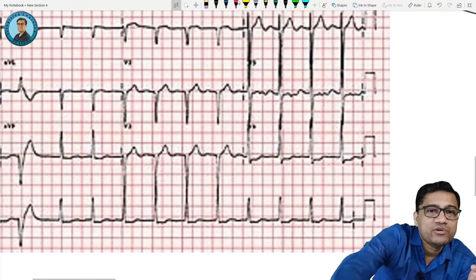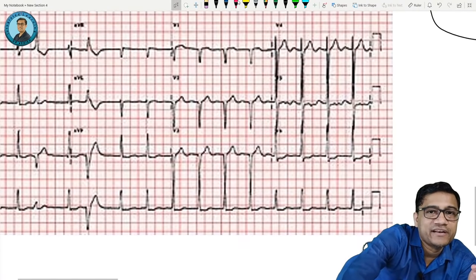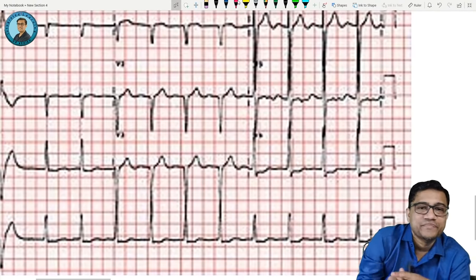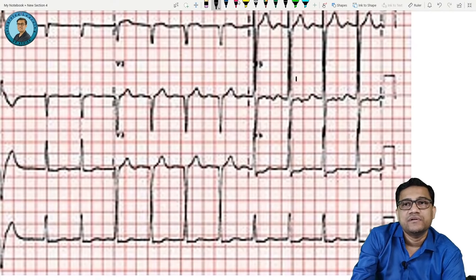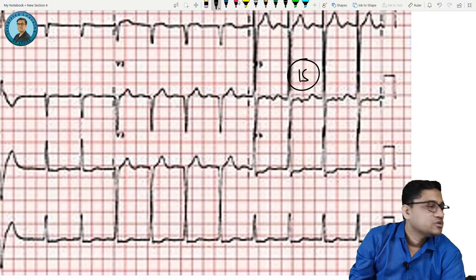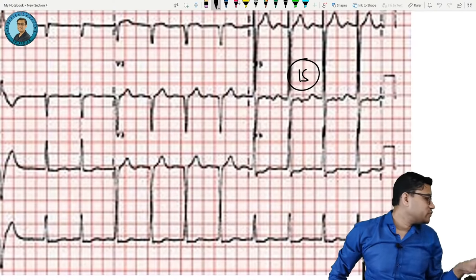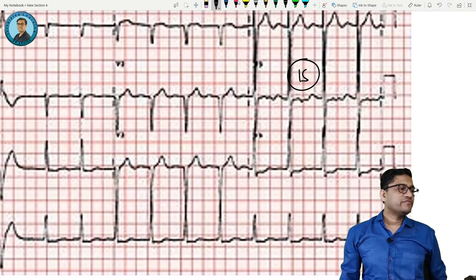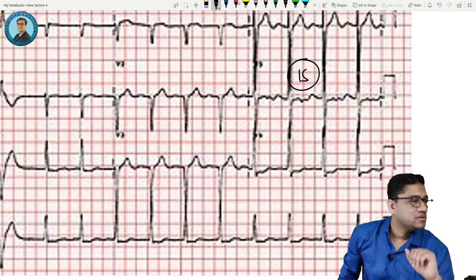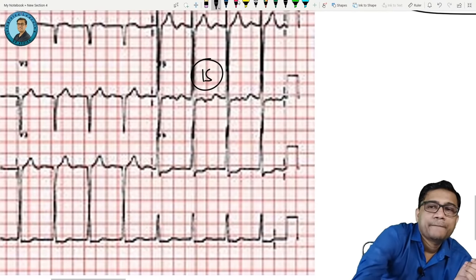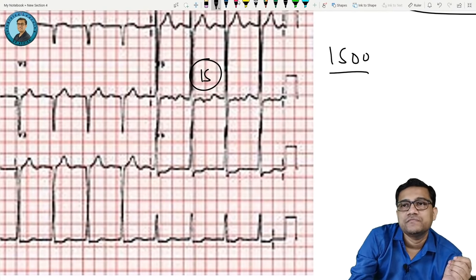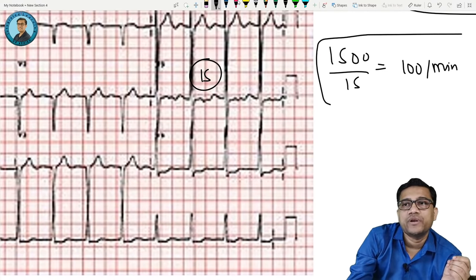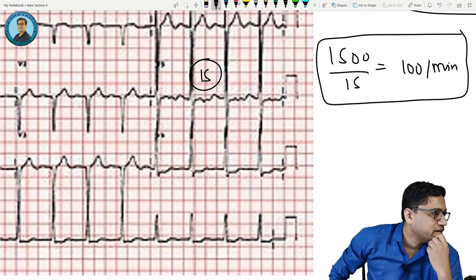Calculate here also, please. I know it's a dirty diagram, but again, do calculate. How many boxes? 3, 1, 2, 3. Each is 5, so 15 boxes. Yes or no? So 15 boxes give us which rate? 100 beats. Are you clear? So 1500 by 15 is 100.